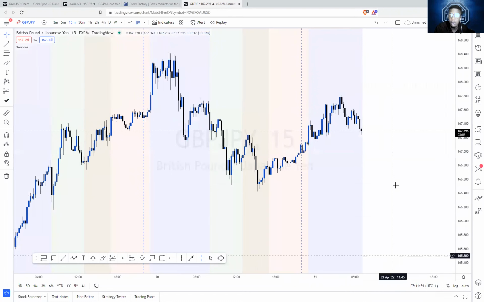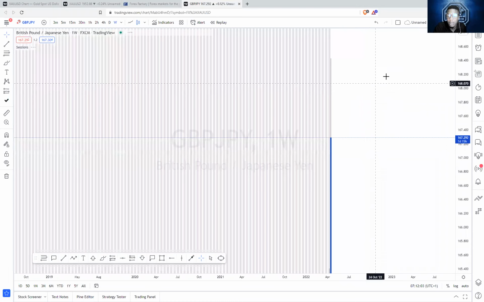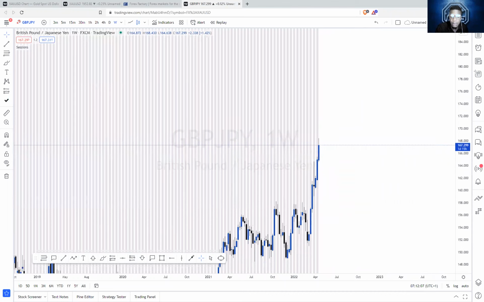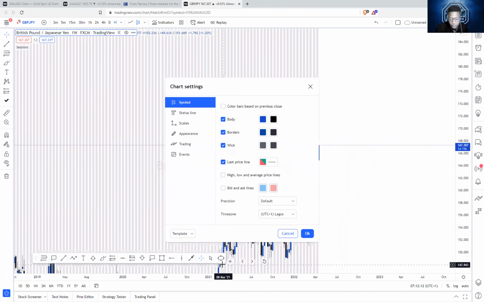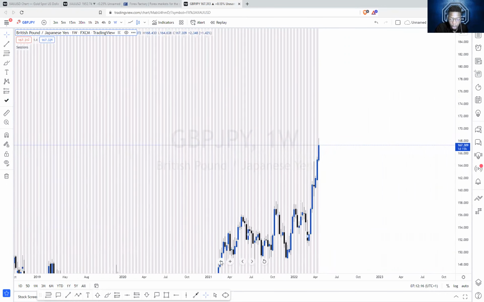Now let's clear up our charts and go to the daily time frame. Let's first look at the weekly and see how the weekly candle is. You can see how bullish the weekly candle is and how it has been this month. We have a very strong bullish month. Price has been trending upwards.